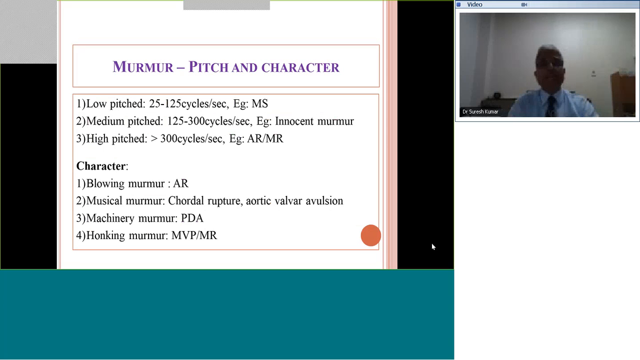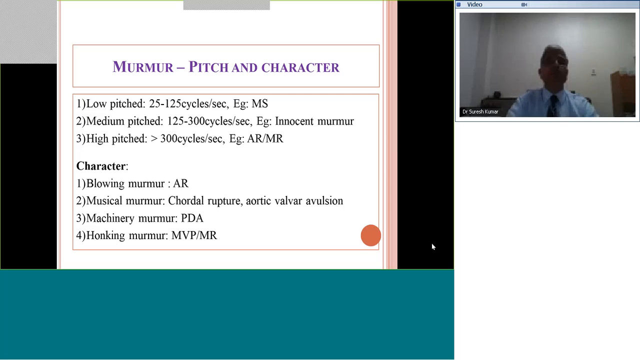The pitch and character of the murmur also should be noted. A low-pitched murmur is a feature of mitral stenosis, like 25 to 125 cycles per second. A medium-pitched murmur, 125 to 300 cycles per second, for example an innocent murmur. A higher-pitched murmur, more than 300 cycles, is a feature of AR or MR. The pitch and character are sort of interrelated features.